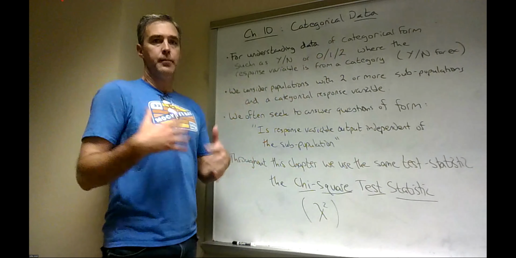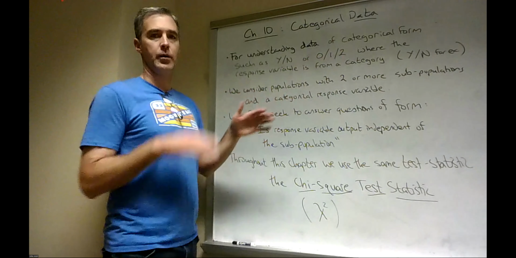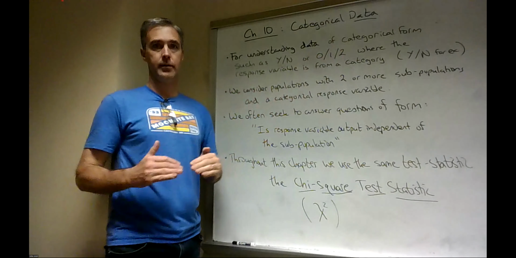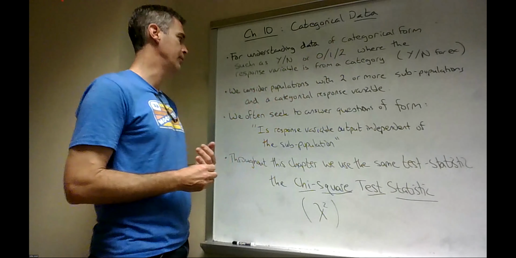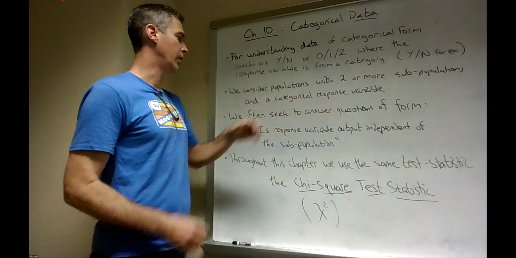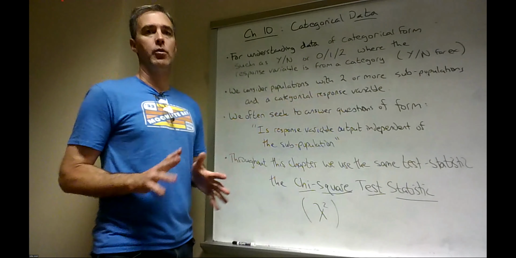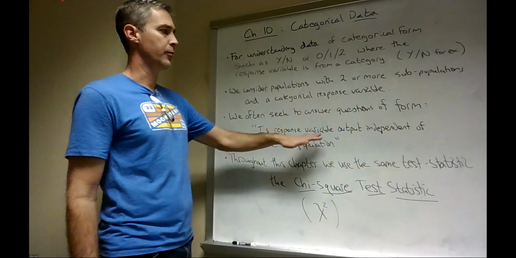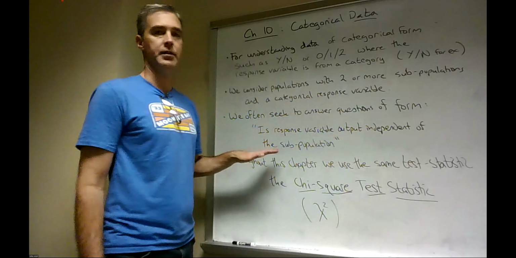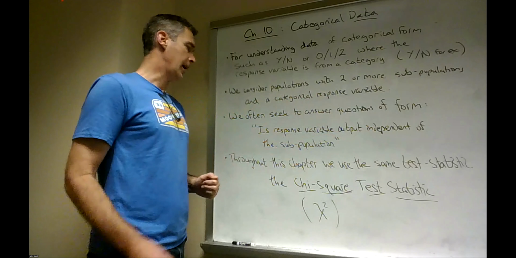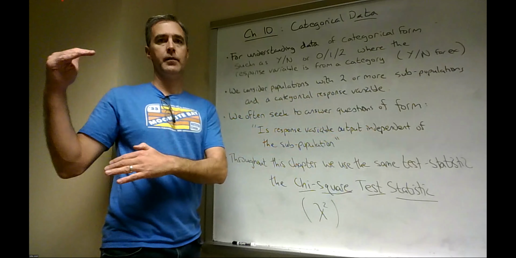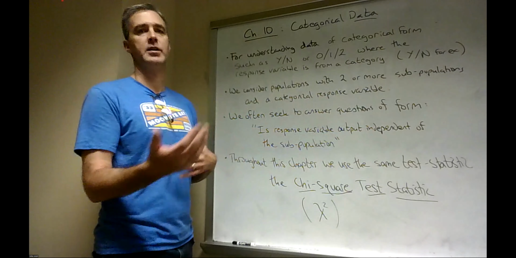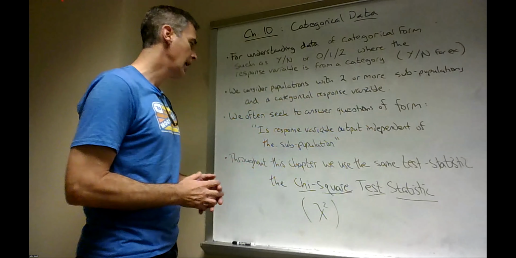For our inputs, our data, we're going to consider populations that we've divided into 2 or more subpopulations. These will be categories for our population, our input data. And our response variable will also be categorical. In general, we're going to try and answer questions of the form: is the response variable output independent of the subpopulation? So no matter which subpopulation the data row was from, is it equally likely to have a response variable of yes versus no?